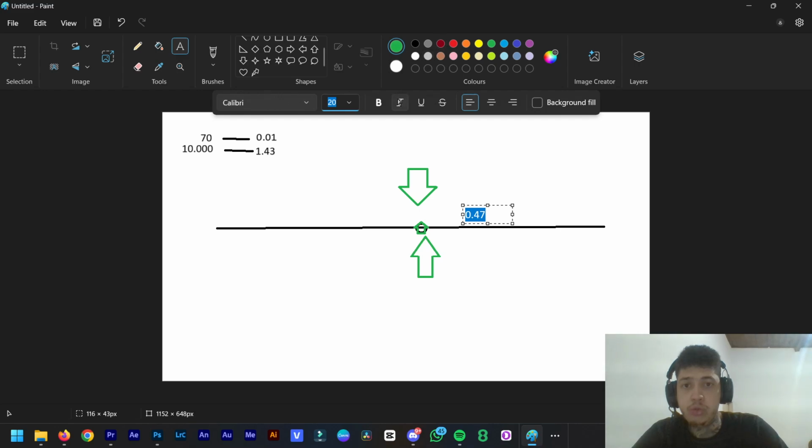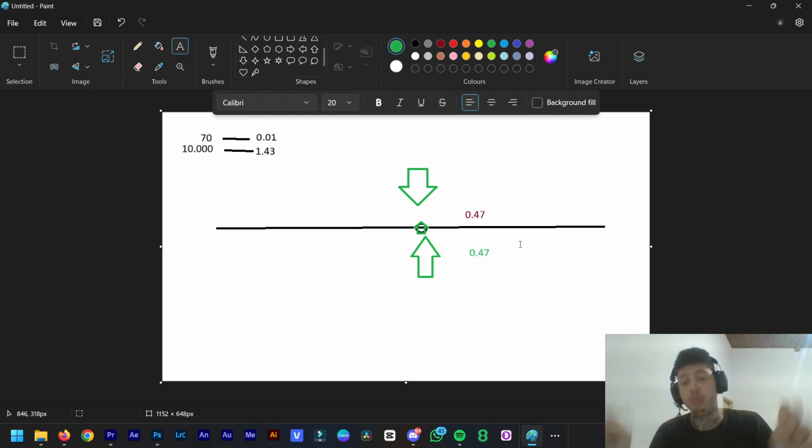20, and then you would be buying 0.47 the same way as well. And then essentially that's it. This is a straddle or a strangle, because you were stuck in this position.